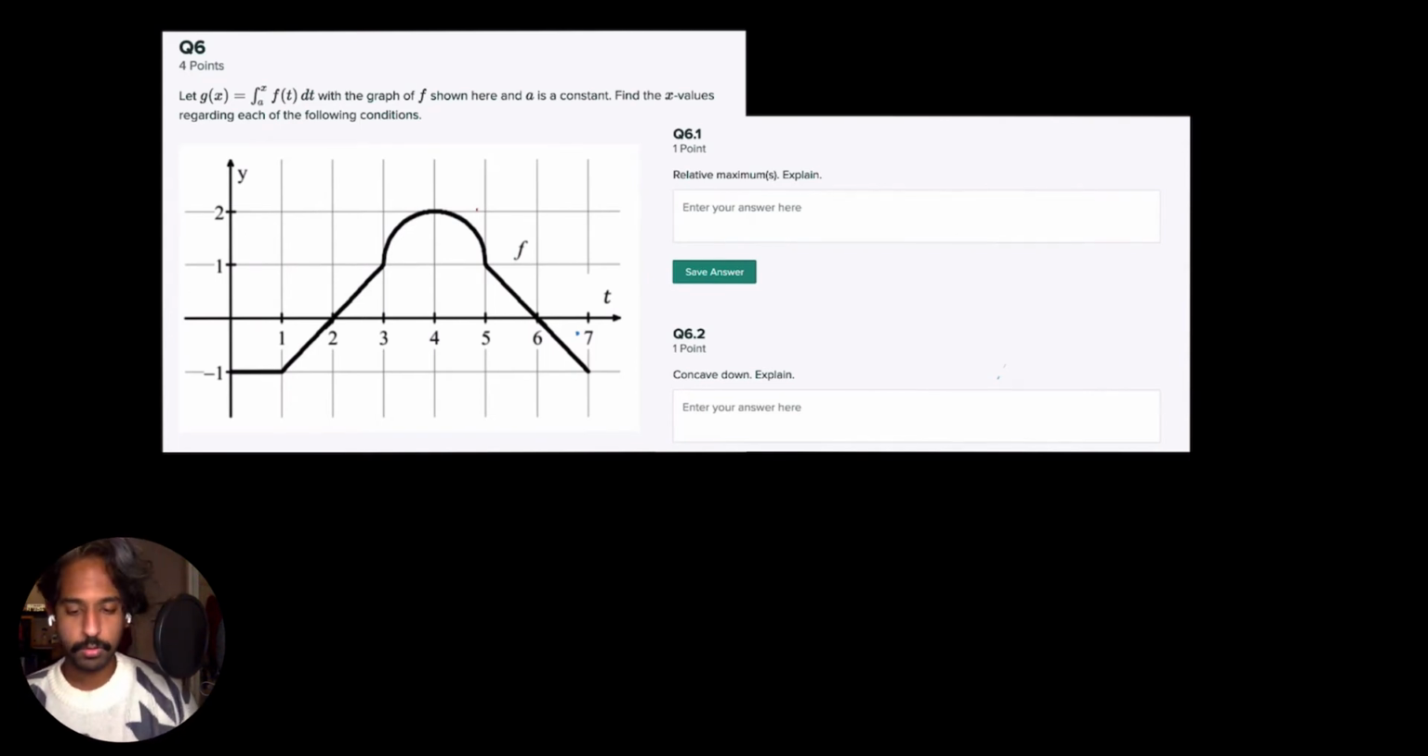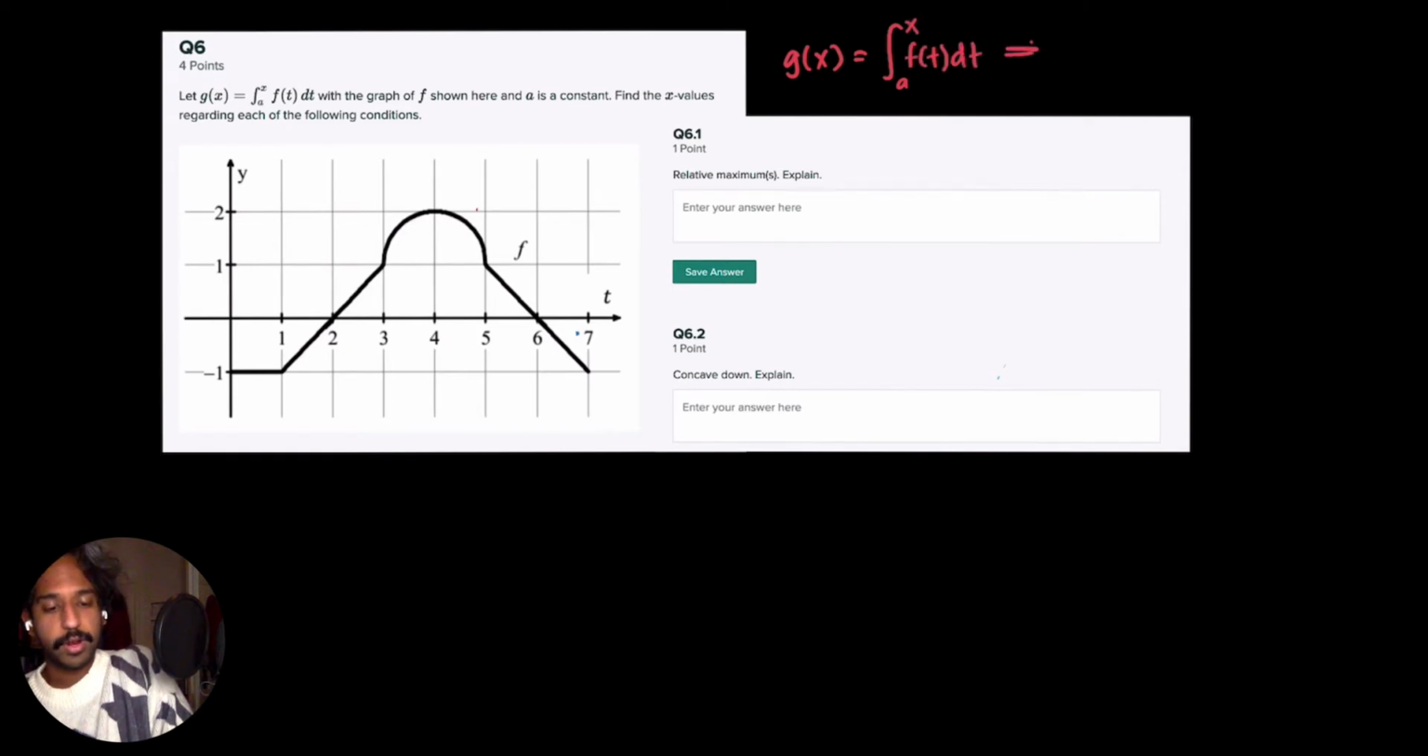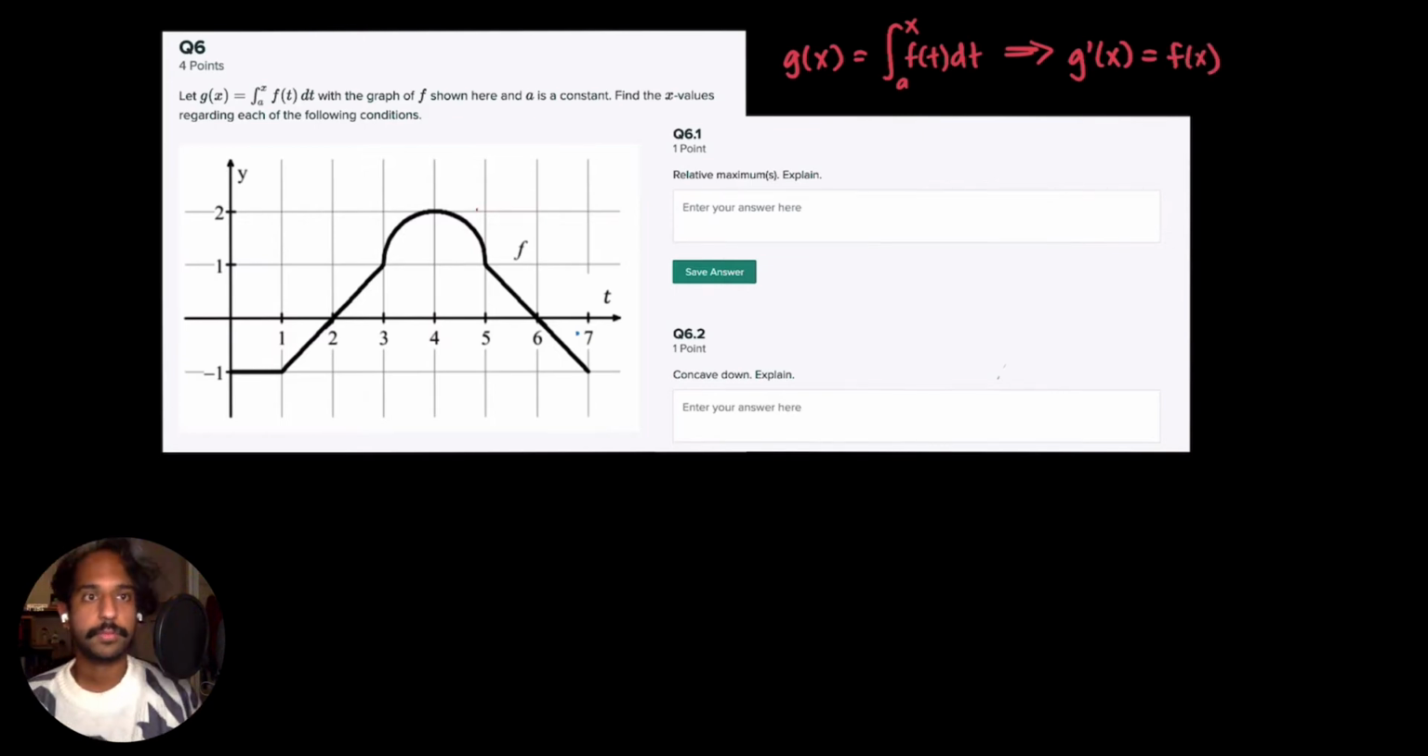And so, we want to remember this relationship. If we're told that g of x equals the integral from any constant to x of f of t dt, by the fundamental theorem of calculus, if we found the derivative of both sides, we would find that g prime of x equals f of x. And this is incredibly important, because the first thing is asking us, where is there a relative maximum on g of x?